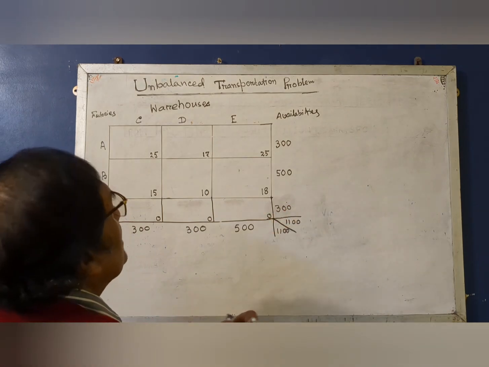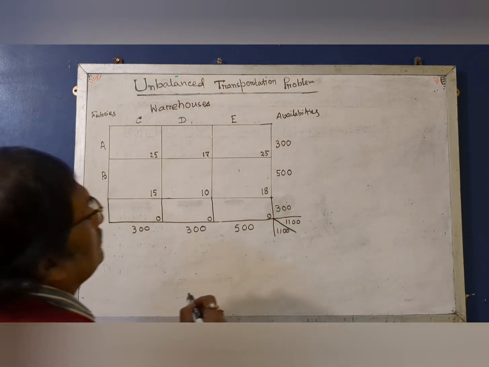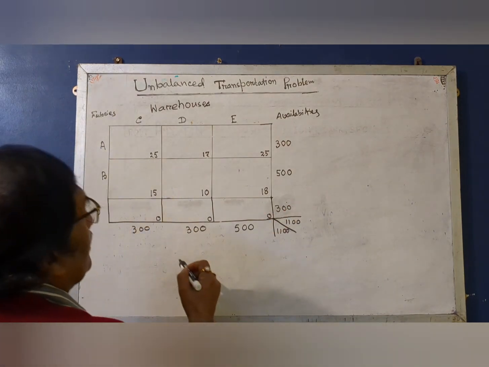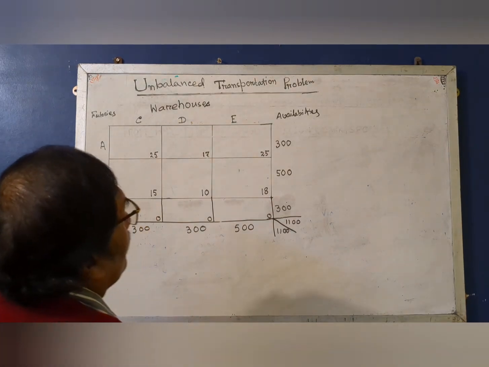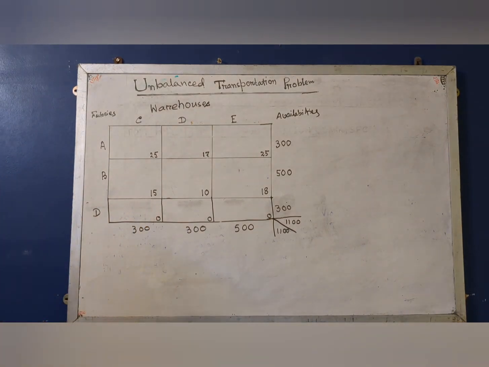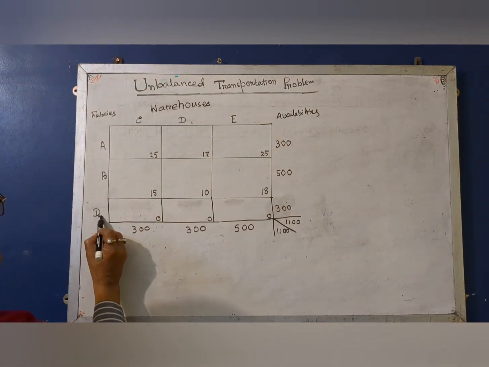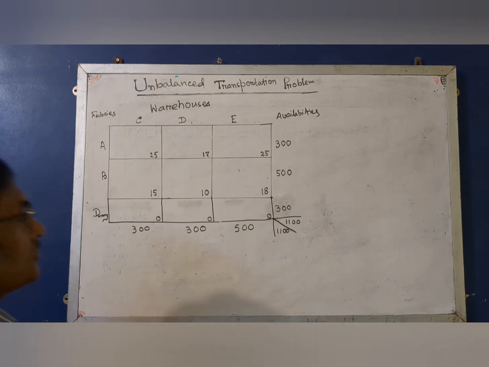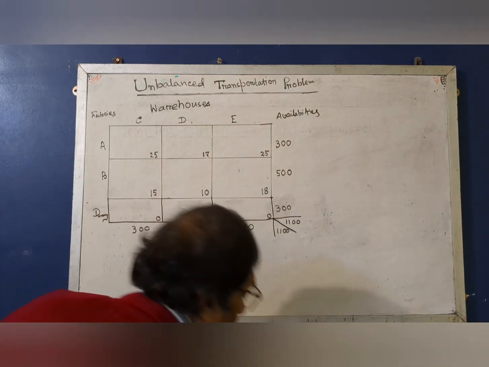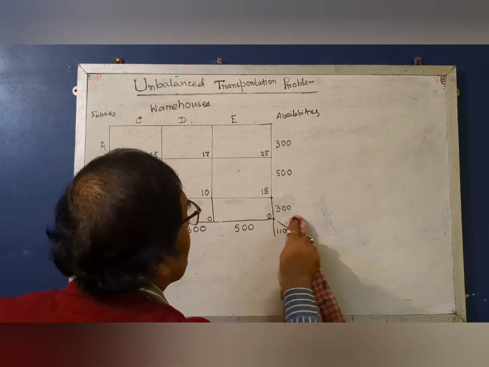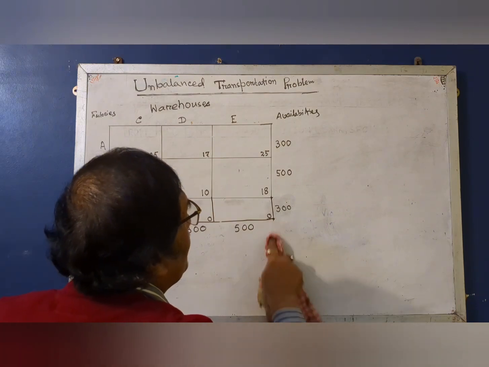The difference is that in this way you can convert the unbalanced problem into a balanced problem fast, and then move on to finding the basic feasible solution. Okay, this is the dummy source. Now I am going to show how you will find the basic feasible solution through the VAM method.